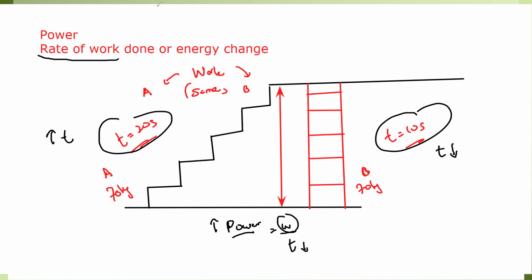So two objects may have the same work but different powers depending on the time. If they took the same time and did the same work, in that case the power will also be the same. So power depends on the time, but work does not depend on time. Work depends on the force and the displacement.